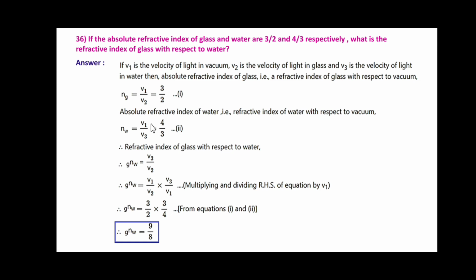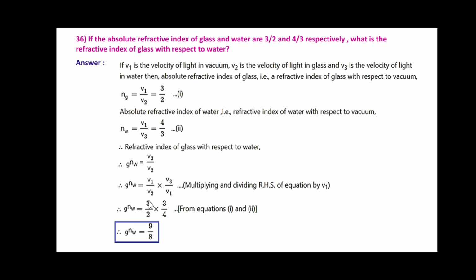Equation 1. Absolute refractive index of water, that is refractive index of water with respect to vacuum, Nw is equal to V1 upon V3 is 4 upon 3. Equation 2. Refractive index of glass with respect to water, gNw is equal to V3 upon V2, and you can put the values V1 upon V2 into V3 upon V1. This equation is changed in this way, means multiplying the numerator and denominator of right hand side by V1.